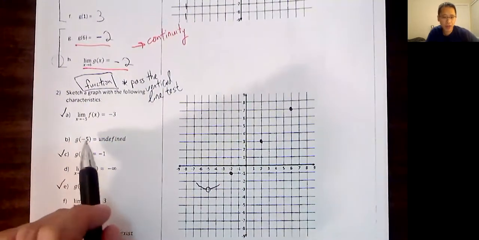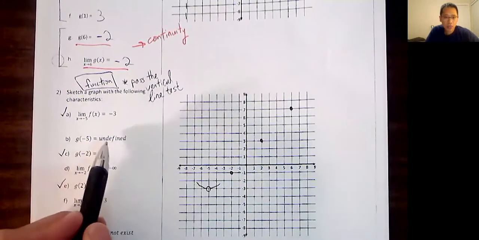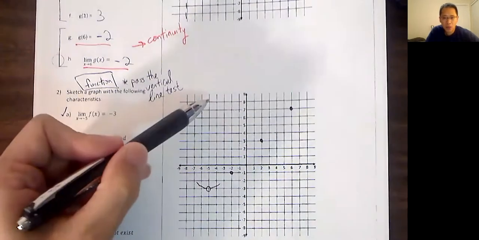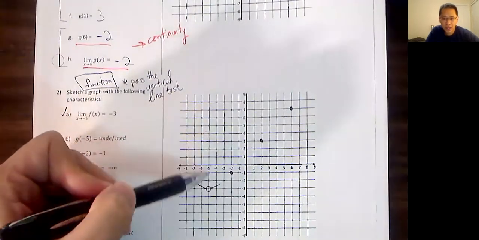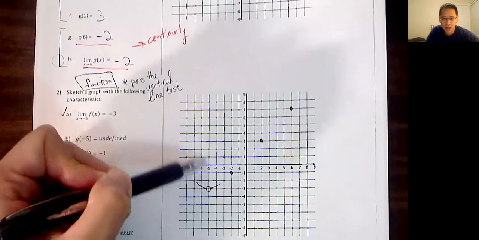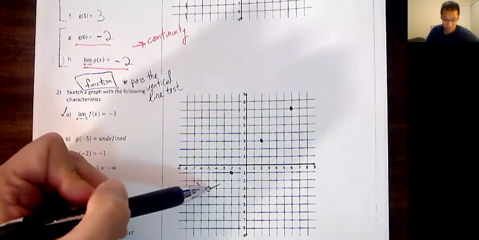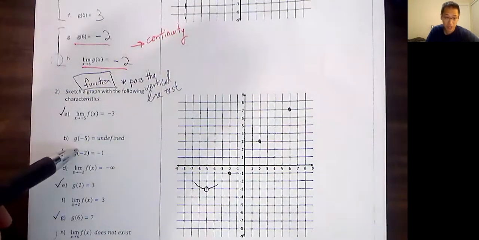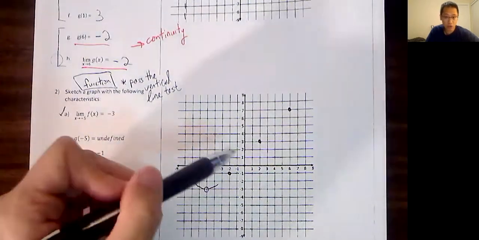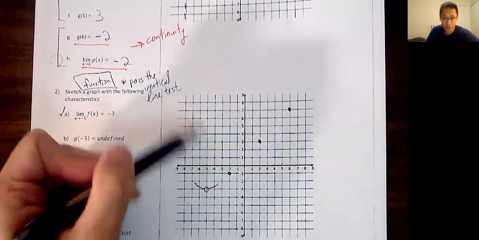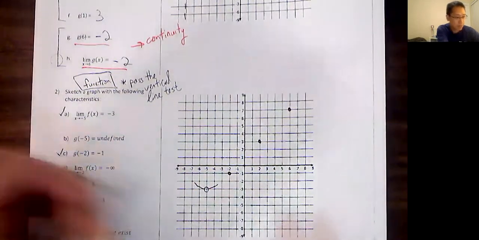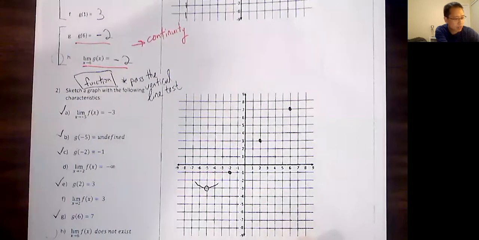Okay, g of -5 is undefined. So basically, I don't want anything here to be defined at -5. And I can just leave this alone because I have a hole here that matches this property. There's nothing else that will be defined here, so I'm not going to fill in any points. So if I leave that alone, I've taken care of part B.